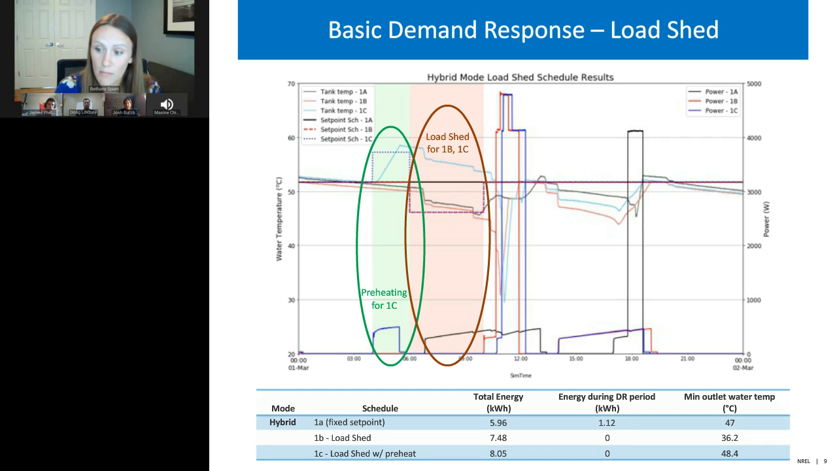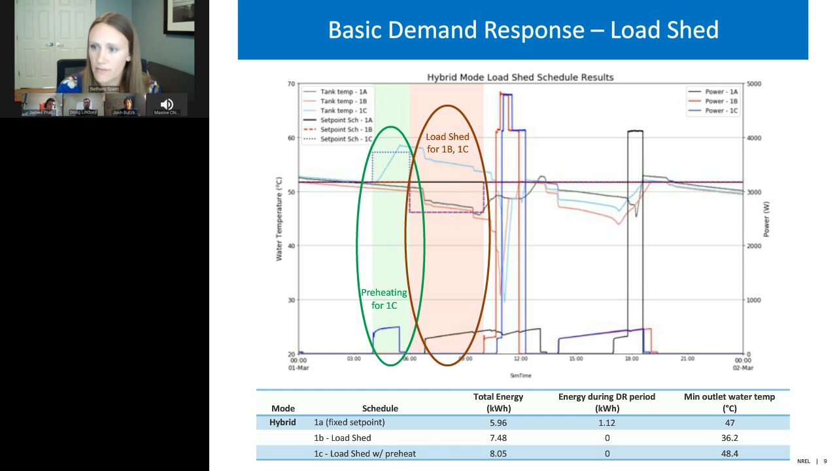But I will note the minimum outlet temperature, so we're measuring the outlet temperature as draws happen. In the basic load shed case, we dropped down to 36 C, which is about 97 degrees, which is too cold. Our minimum threshold for these tests was 43 C, which is about 110, and that's based on some Building America and Department of Energy literature. So while both cases do avoid energy use during that period, I would say that the basic load shed case doesn't really meet comfort requirements.